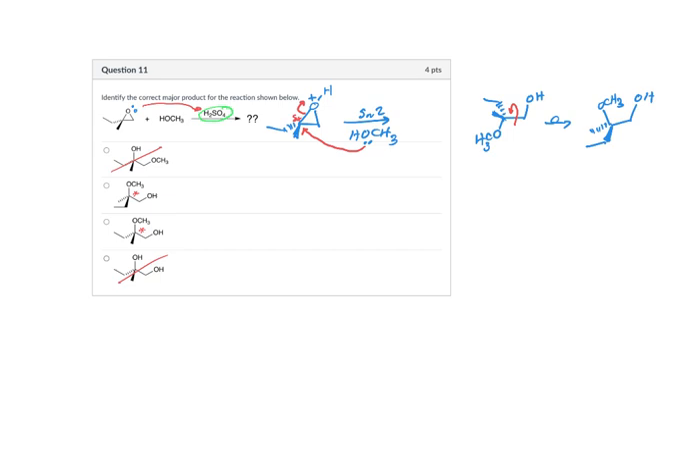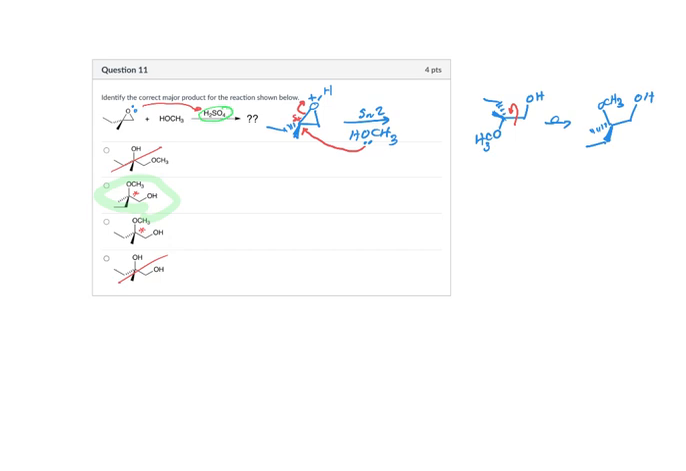Okay, and let's compare. So this one is the same as this one. The ethyl's in front and the methyl is in back. Okay, so this turns out to be the correct answer.